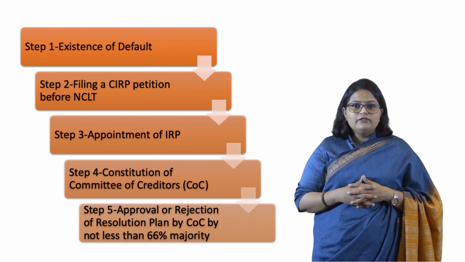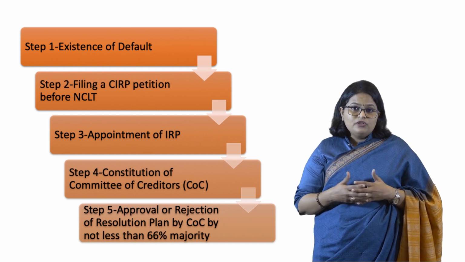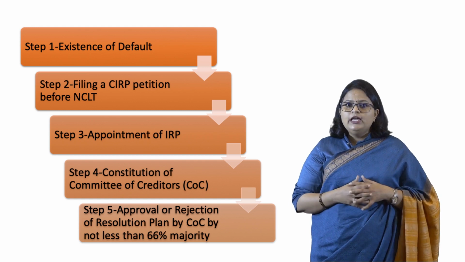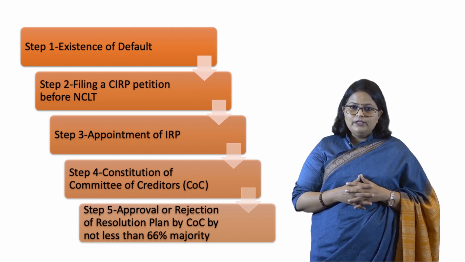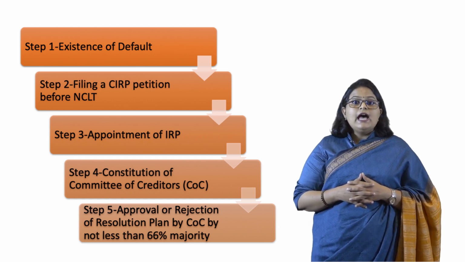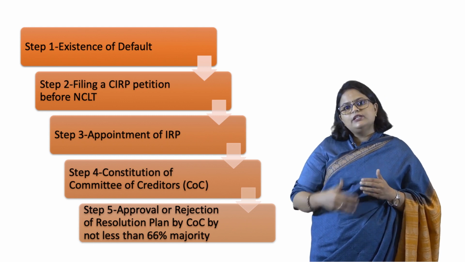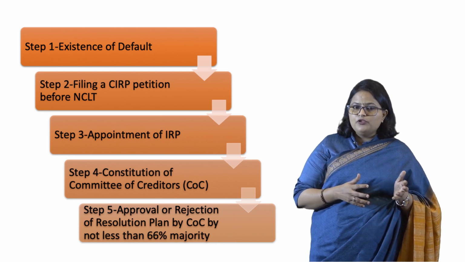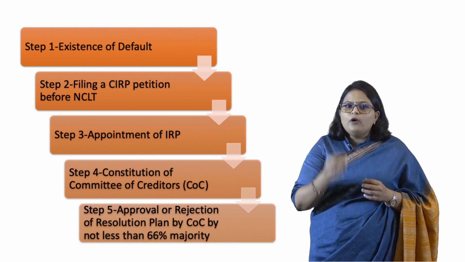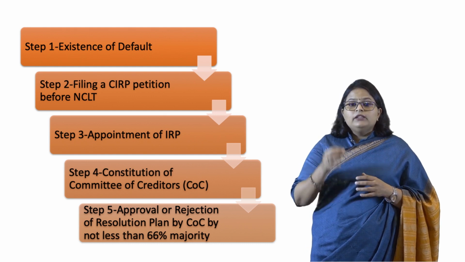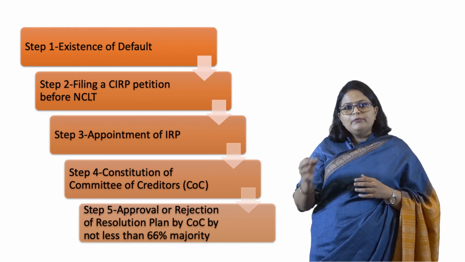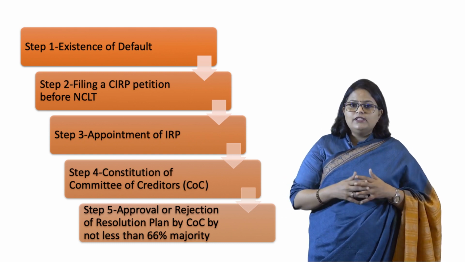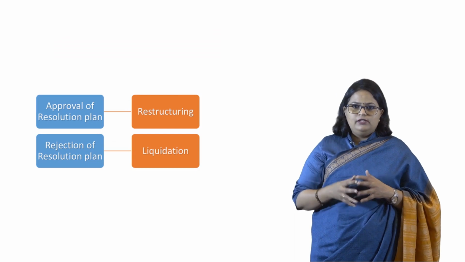On receipt of the resolution plans, the resolution professional examines each one of them to confirm that they comply with the requirements laid down in the code and submits them for consideration of the COC. The COC may approve a resolution plan by a vote of not less than 66%. The resolution professional then submits the resolution plan to the NCLT. If the NCLT is satisfied with the resolution plan, it will approve the same.